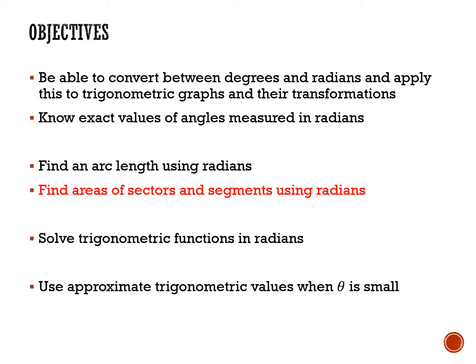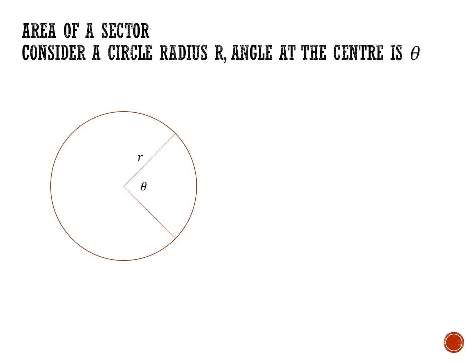We've looked at radians, their definition, and how we can convert between degrees and radians. Last lesson we looked at finding arc length, so that's a fraction of the circumference when the angle is measured in radians, and then today we're going to find areas of sectors and segments when the angle is measured in radians. Okay, so here's where the notes start, so you should start writing these down.